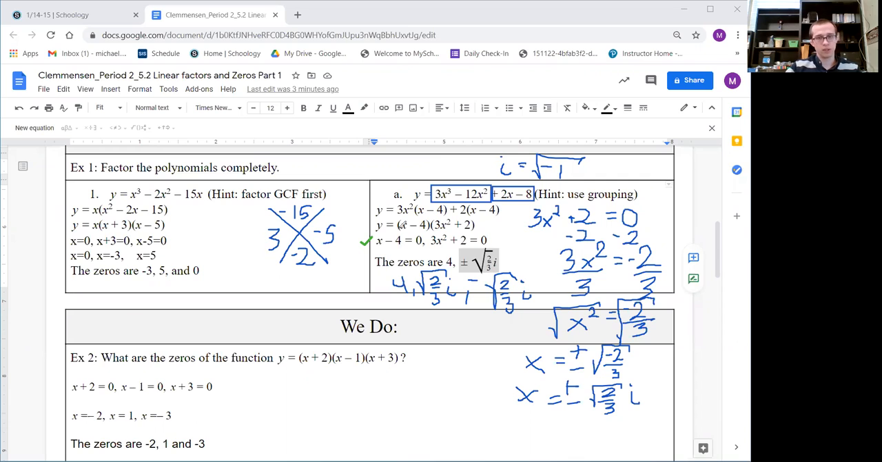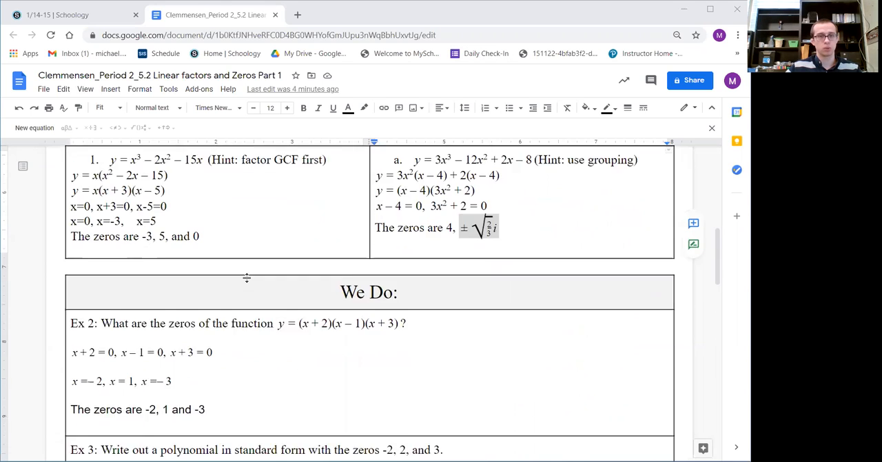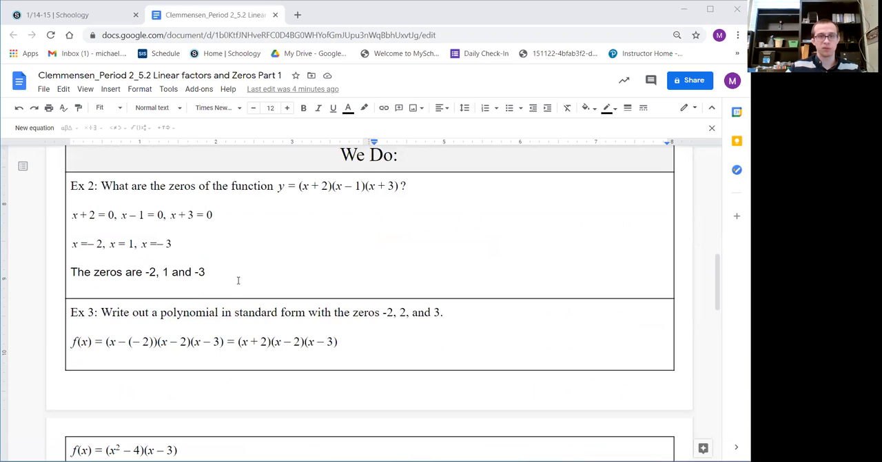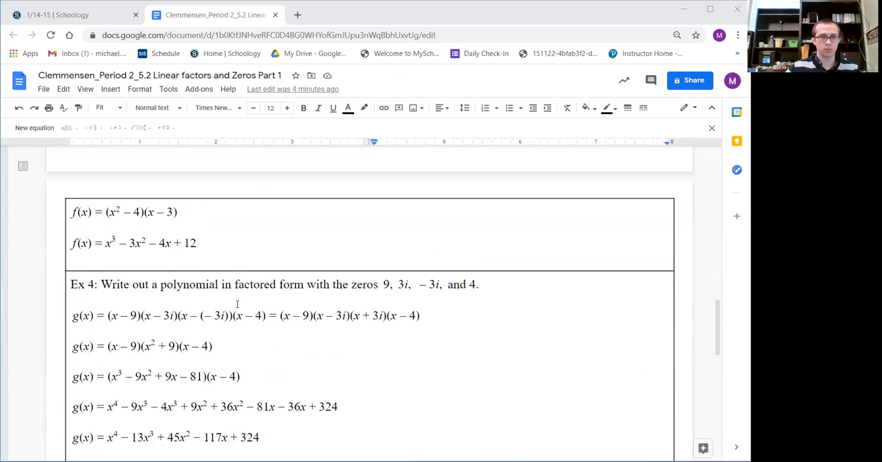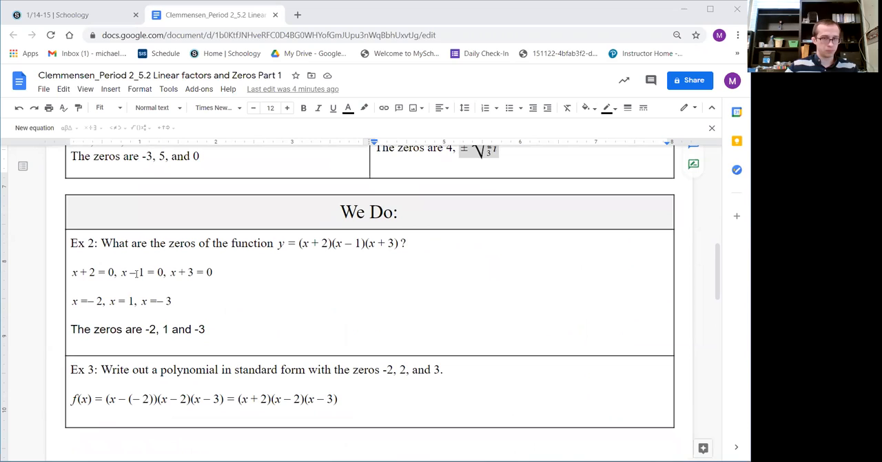All right, so I'm going to move on in a second. I'm going to give you about another 10 seconds to write this down if you have not already written it down. Then we're going to move on to the new We Do problems. All right, clear all drawings. We're going to move down to this We Do section. We have 3 problems that we're going to do. Example 3 and example 4 are definitely a little bit harder than example 1 or example 2.